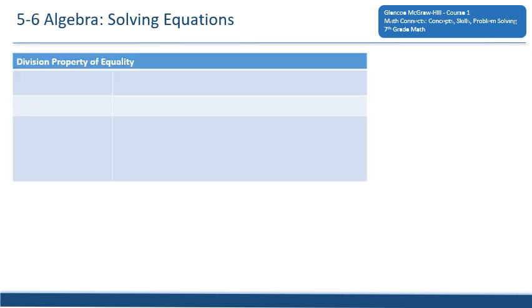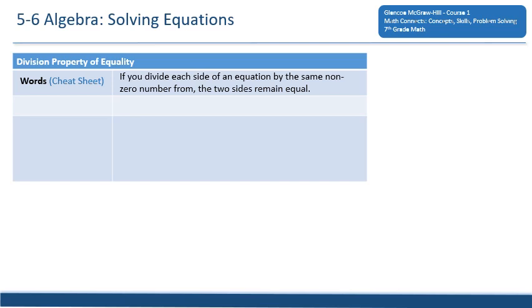All right, division property of equality. In words, if you divide each side of an equation by the same non-zero number, the two sides remain equal. In symbols, if A equals B, and C is not equal to 0, then A divided by C equals B divided by C. It's important that C is not equal to 0 because I can't divide by 0. It will be undefined. I can divide by any number except 0, and both sides will remain equal.